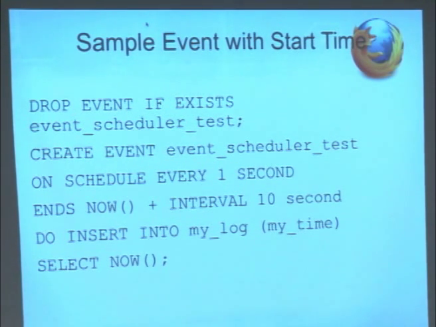Drop event if exists event_scheduler_test, right? So that's what I did. And then create event on schedule every 1 second instead of every 5 seconds because I was testing it and I got impatient. Ends now plus interval 10 seconds. So this starts as soon as the statement gets accepted, and it ends in 10 seconds. That way, I didn't have the log fill up while I was doing my tests, because, well, that happened to me. I was testing it out, and it went for like 3 days, and I was like, why is there so much room in this? Why is the file taking up so much space?